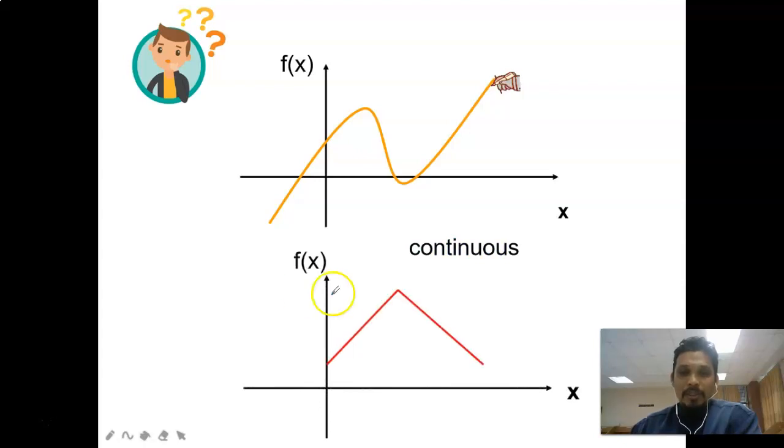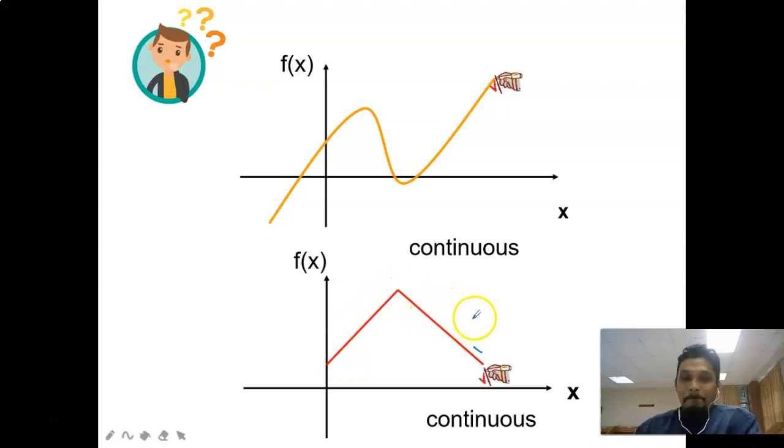And what about this one here now? Okay, I start the line from here and then continue until the end here. And that's it. It's continuous because we can sketch the line without any loophole on the line.